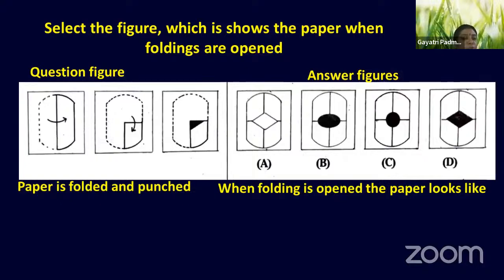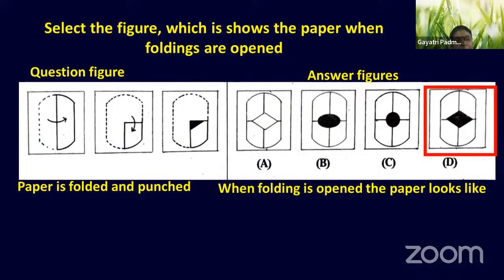Here, the first figure shows that in a vertical way, the paper is folded. And in the second one, the right and down corner is being folded. And again, a punching is being done in the way it shows in the third one. So when the folding is being opened, then the paper looks like dash. Is it option A, B, C, or D?